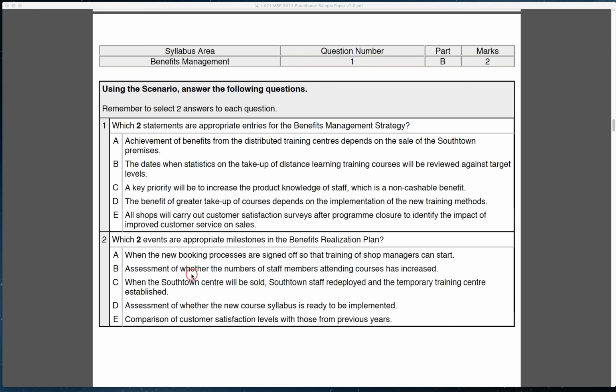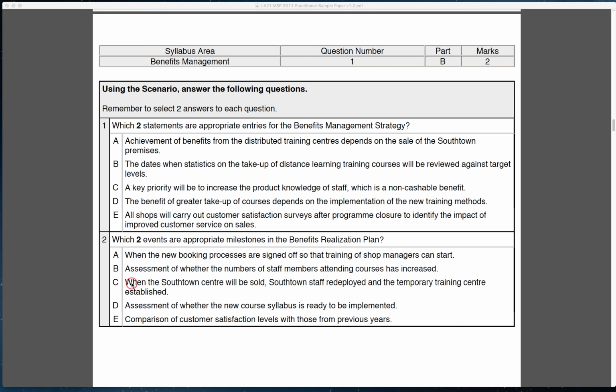B, assessment of whether the numbers of staff attending courses has increased. Well, the numbers have increased. This is what benefit we're expecting, and therefore that's a good point for the plan itself, and a point in time to assess whether that's worked. This will be a milestone we put in the benefits realization plan to check that out. So that looks like a good statement.